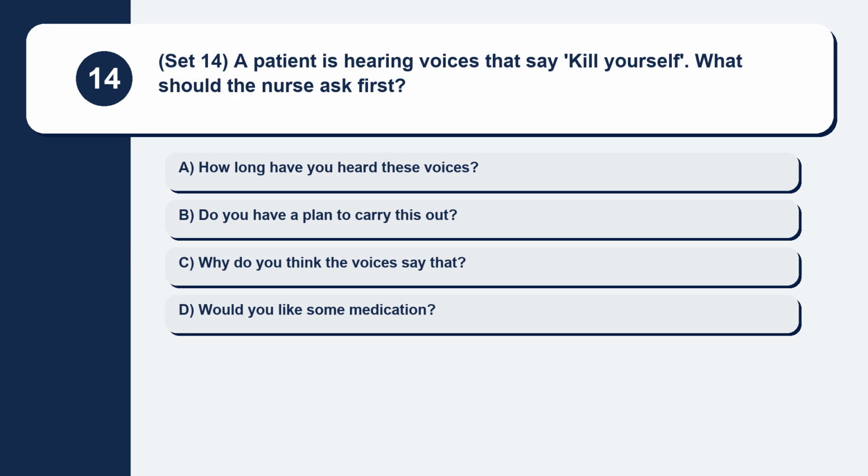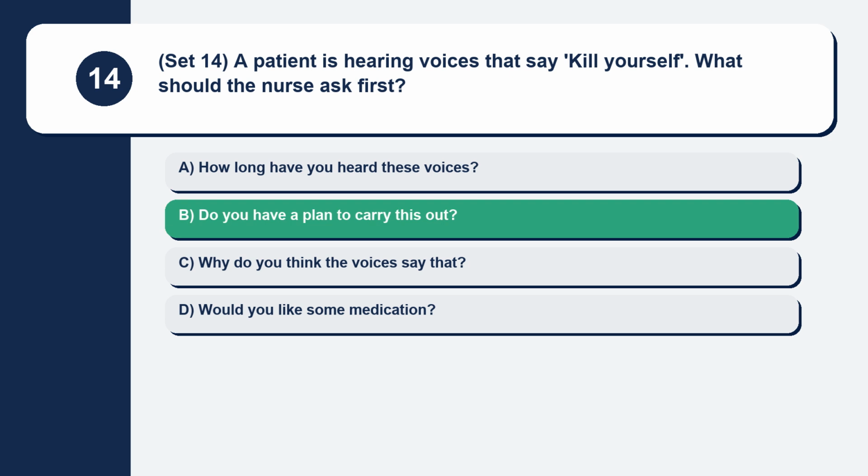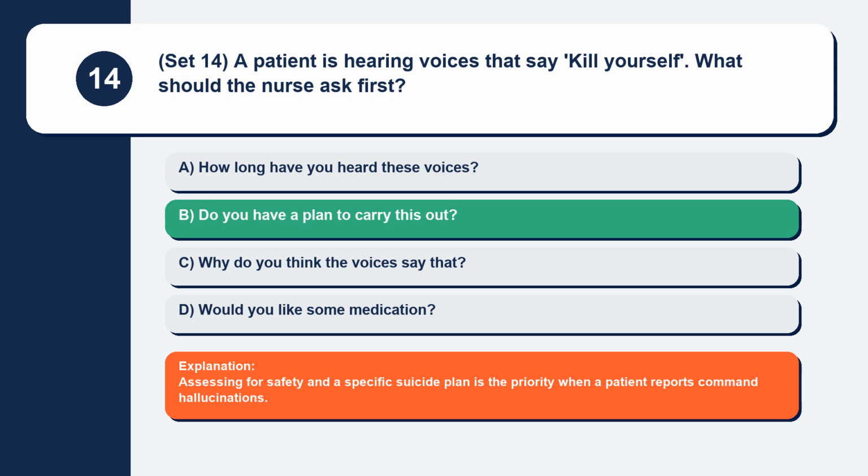Question 14. Set 14. A patient is hearing voices that say, "Kill yourself." What should the nurse ask first? How long have you heard these voices? Do you have a plan to carry this out? Why do you think the voices say that? Would you like some medication? Assessing for safety and a specific suicide plan is the priority when a patient reports command hallucinations.